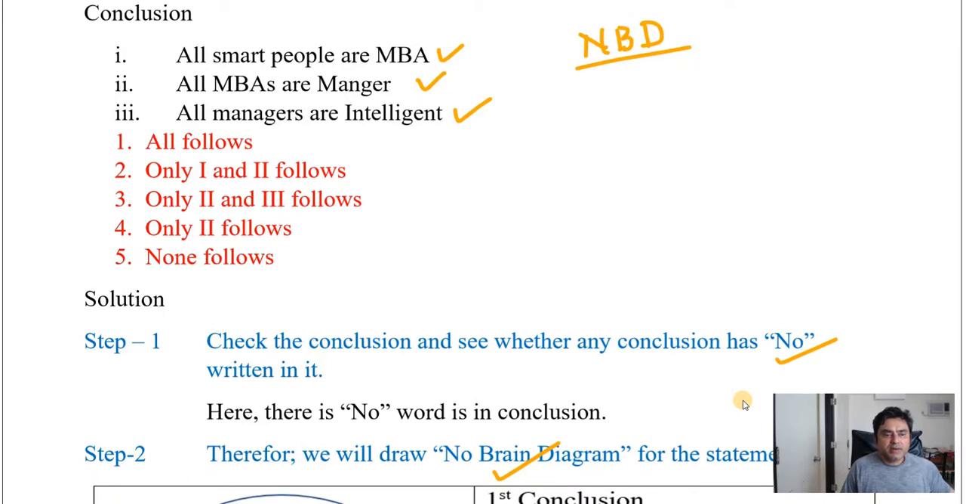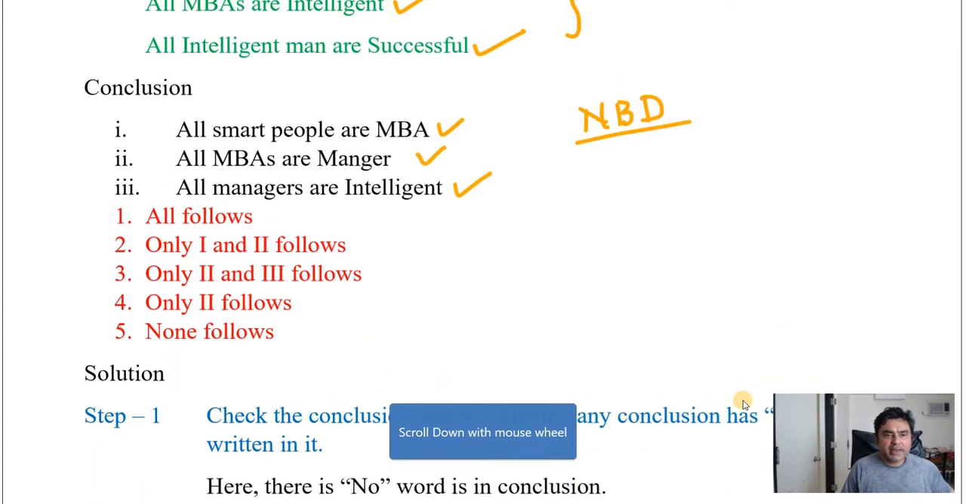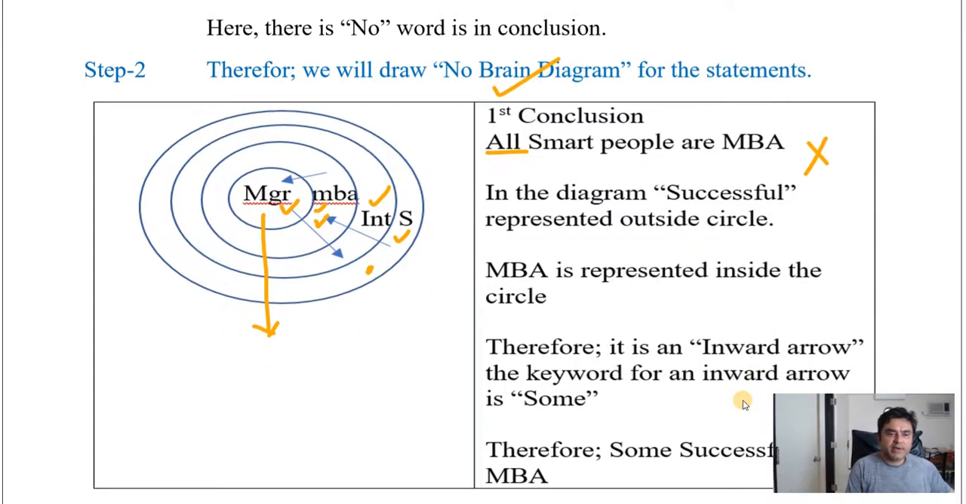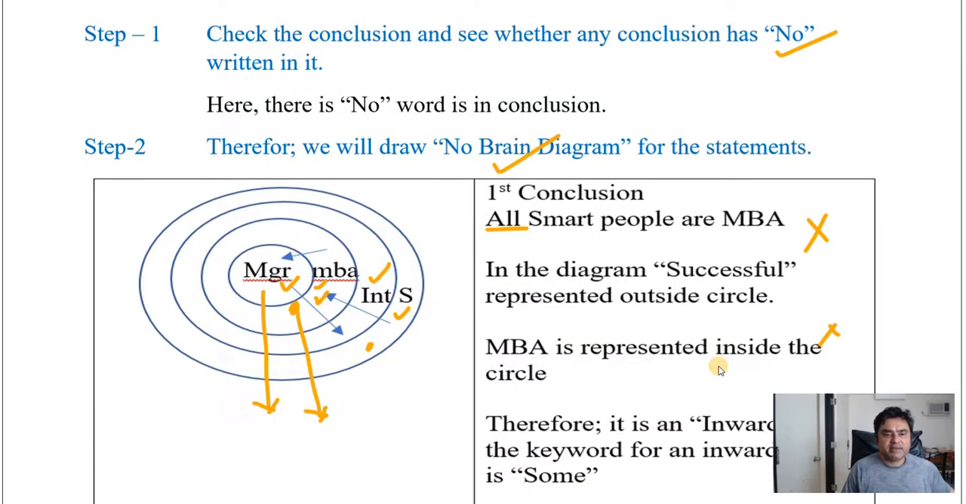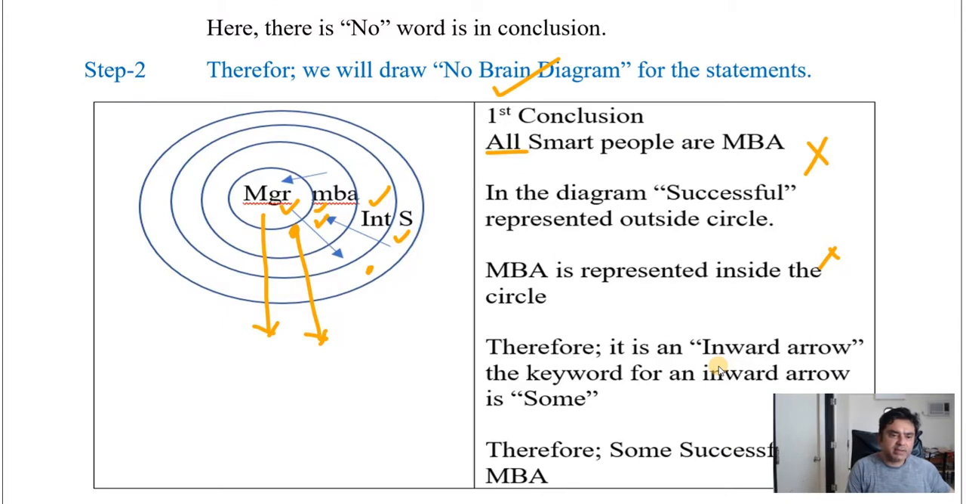Next, all MBA are managers. Now MBA is here, manager is inside. So this is also wrong. And the third conclusion, all managers are intelligent. So yes, this is correct. If you look, managers are here and intelligent is here, so everything is as per the outward arrow. Why do we draw the outward arrow? Because it is all. So yes, this is correct.